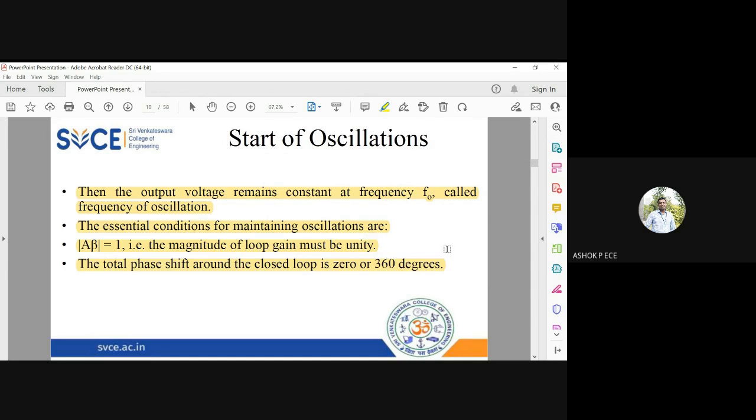If these two conditions are satisfied, then you will get sustained oscillations from the amplifier. Your amplifier will no longer amplify your signal; in turn, it will be generating oscillations as a source. So this is how oscillations start growing in your amplifier. At one stage, the oscillations cannot grow beyond a particular range because your device will limit that. At that point, the output voltage remains constant, and the output frequency, if you measure it, is called the frequency of oscillation.